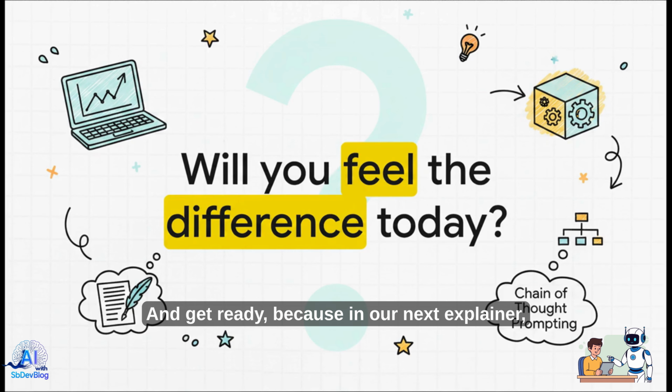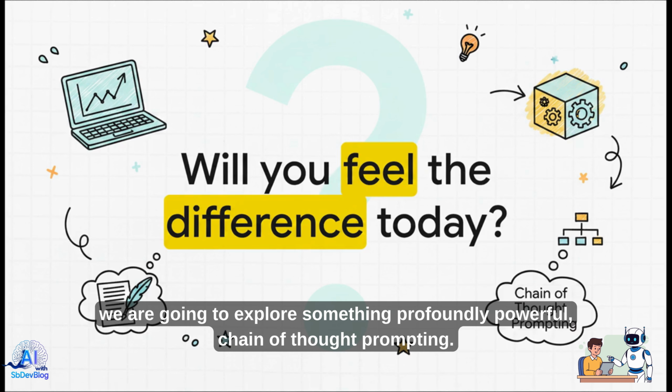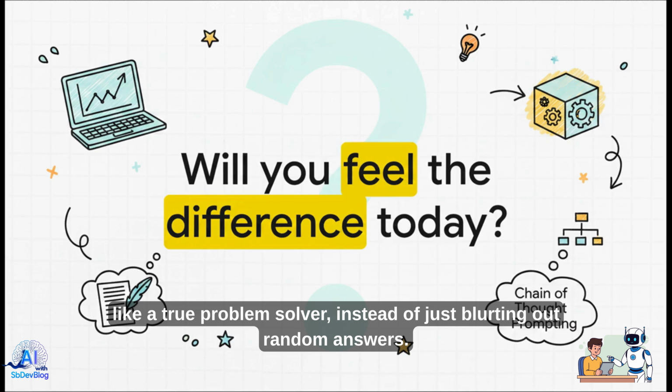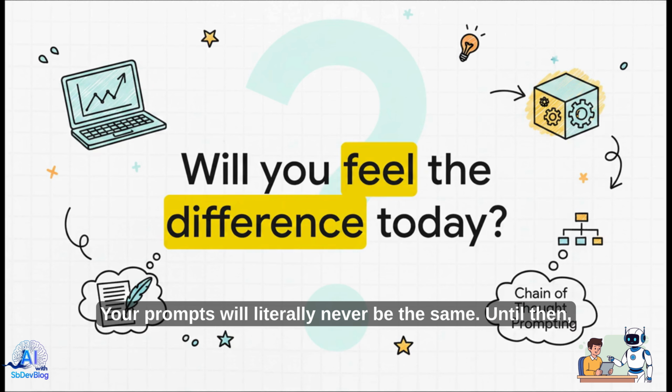And get ready, because in our next explainer, we're going to explore something profoundly powerful: chain of thought prompting. It's a mind-blowing technique that makes the AI actually think step by step, like a true problem solver, instead of just blurting out random answers. Your prompts will literally never be the same. Until then, how are you going to use your new few-shot superpower today?